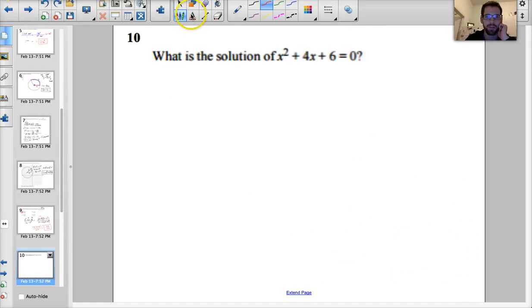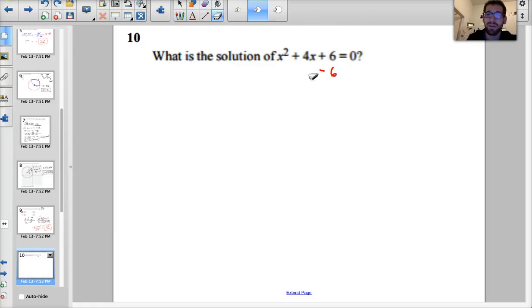Number 10 is asking for a solution here. So first I'm going to see if it's possible to add and multiply to 4 and 6. So things that multiply to 6 are 6 and 1. Those can't add to 4, and 3 and 2, yeah, those don't work either. So I guess if I want solutions here, I'm going to have to use the quadratic formula or completing the square. I'm going to complete the square. I think it'll be fun.